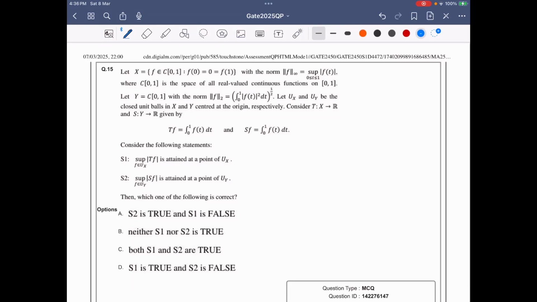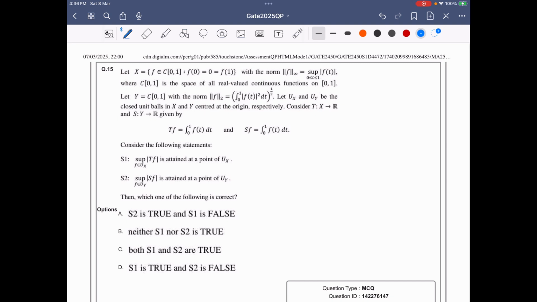Hello everyone. So today we are going to solve this functional analysis problem. This is a very interesting problem, and you'll see many concepts involved here. This is a very standard problem, so you will see variations of this kind of problem in other different examinations also.